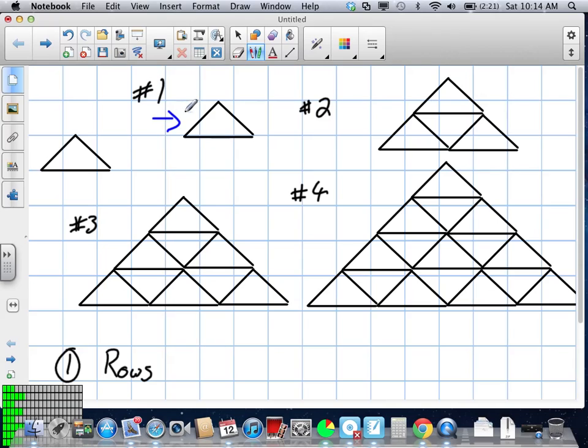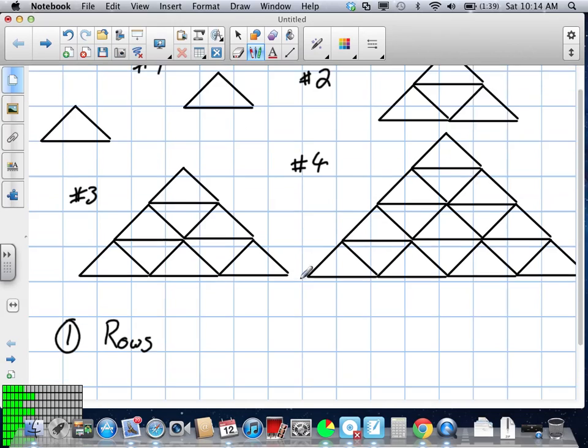Okay, so in the number one, how many rows do we have? One. And in number two, we have? Two. In number three? Three. All right, good. As we go up, how many rows do we add? One more row. Now, each of those rows is much longer than the last one, but we're technically only adding one row. Okay, so we have that.